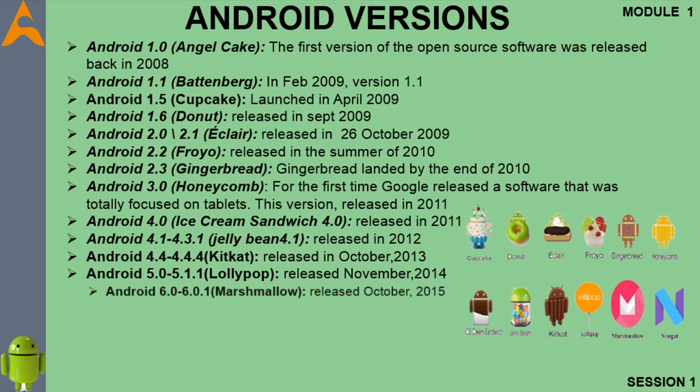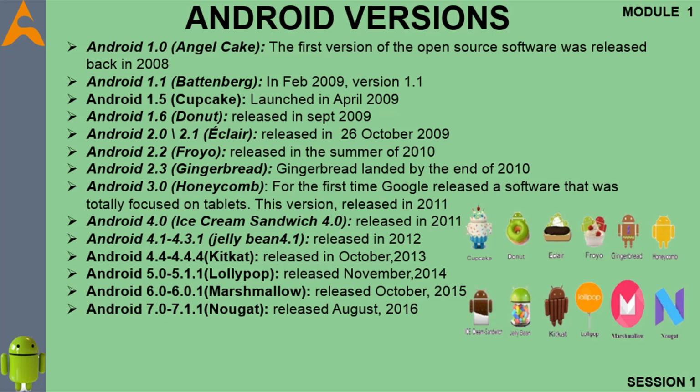Android 6.0-6.0.1, Marshmallow, released October 2015. Android 7.0-7.1.1, Nougat, released August 2016.